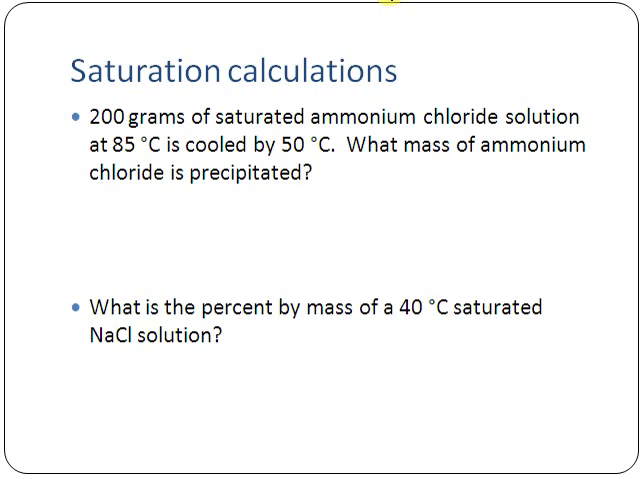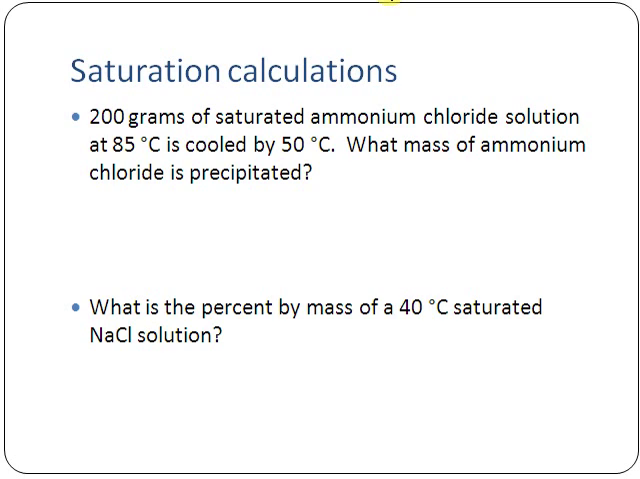Precipitated because, remember that at 85 degrees, we can hold more ammonium chloride than we can at 50 degrees. And so some of it's going to fall out unless it goes supersaturated, but presumably it won't. Most things don't. And if it does, you have to do it very slowly and very carefully. So we need to find how much ammonium chloride is in the solution at 85 and how much it could hold at 50 in order to find the difference.